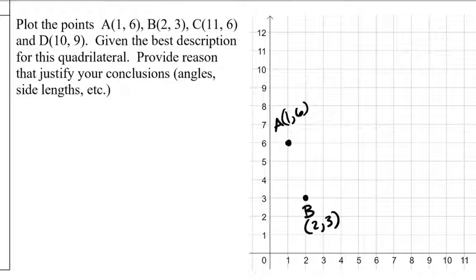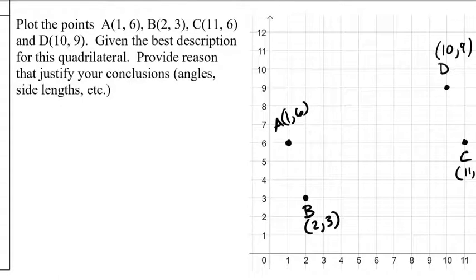Next we're at C, which is at 11, 6. Okay, 11, and then up 6. Interesting. And this is point C, and C lives at 11, 6. And the last point lives at 10, 9. So X is 10, Y is the number 9. Here we go. And this is point D. So this is 10, 9.